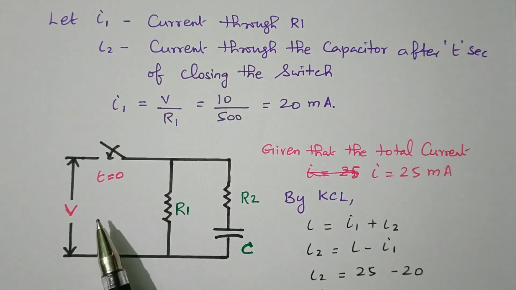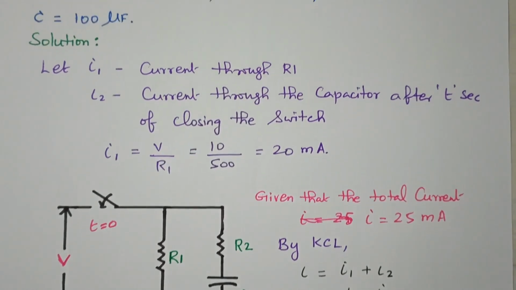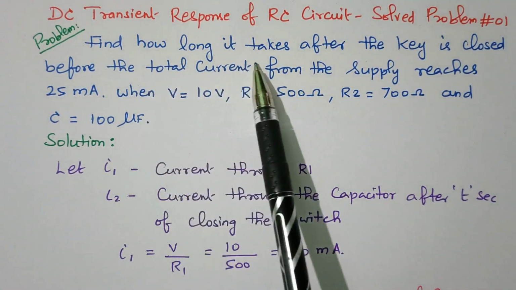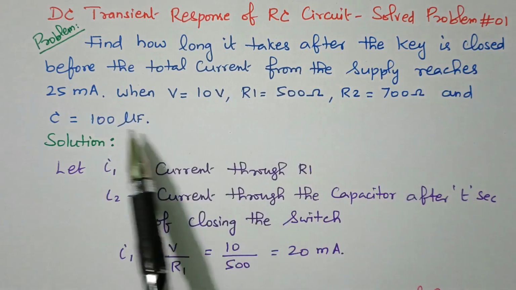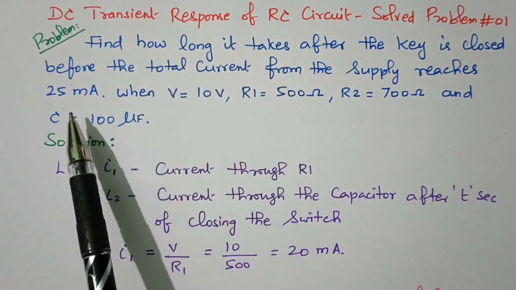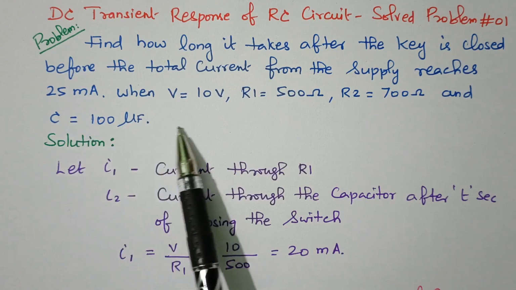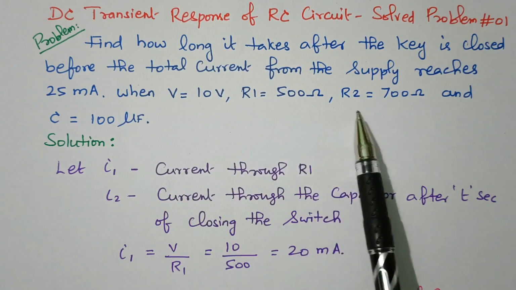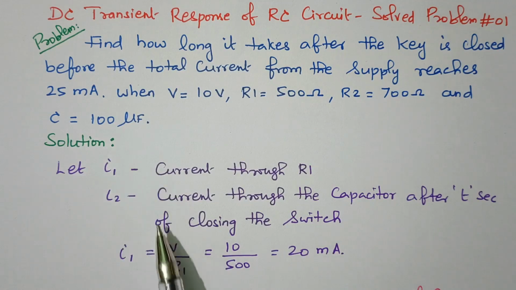Initially some current will be there. So the total current should reach 25 milliampere. For that we need to find the time taken. The problem statement: find how long it takes after the key is closed before the total current from the supply reaches 25 milliampere. The supply voltage is 10 volts, R1 value is 500 ohm, R2 value is 700 ohm and capacitor is 100 microfarad. So these are all the data given.